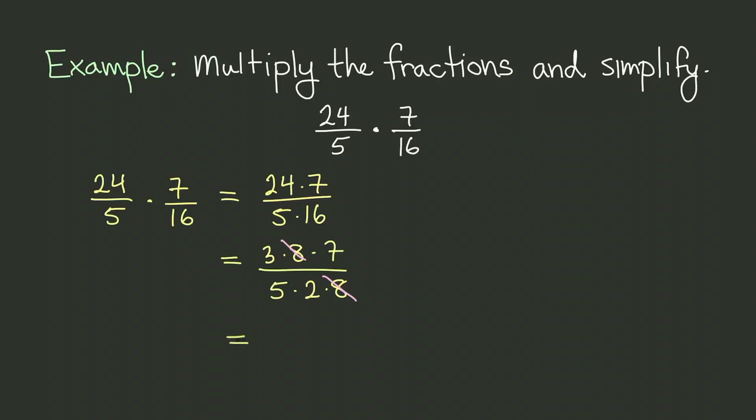So what we're going to do now is finally just multiply out what we have on the top. So we have the 3 and we have the 7. So let's multiply those two together to get 21. And on the bottom, we have the 5 and the 2. And so let's multiply those two together and we'll get 10. And that's our final answer.